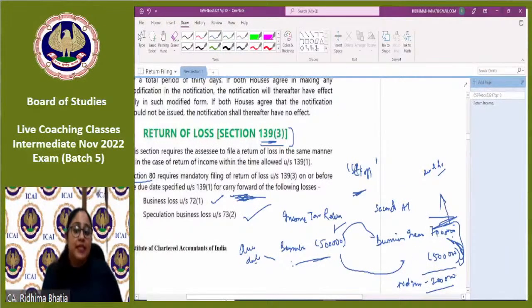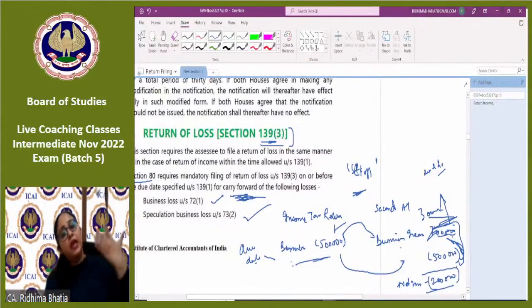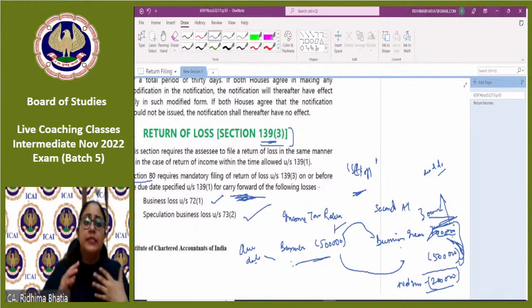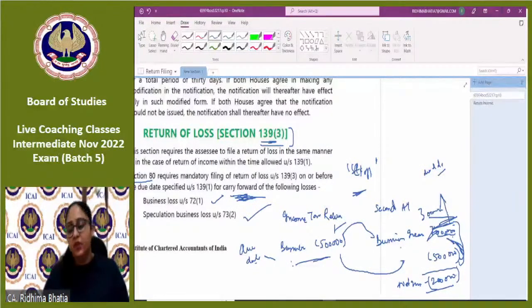Now, suppose in the second assessment year, if instead of 7 lakh, I had only 3 lakhs income. Now I would have to carry forward 2 lakhs again. Correct? So for 2 lakhs to be carried forward, the return has to be filed within due date. So the crux is this, that if I want to carry forward the loss, the return has to be filed within due date. Set off can be done even if the late return is filed.